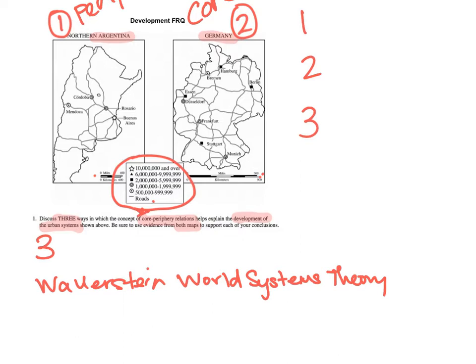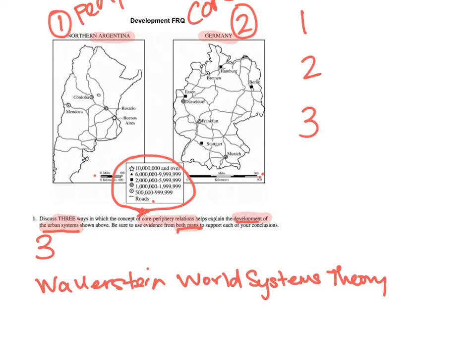Okay, so I'm looking at answering this question through this core periphery relationship. That's the lens that I have to examine. The development of the urban systems. Now, urban systems tell me a couple of things. It tells me city centers, or city locations, the presence of cities, but it also tells me infrastructure. Infrastructure is all of those roadways that you see in those maps. Be sure to use evidence from both maps to support your conclusions.